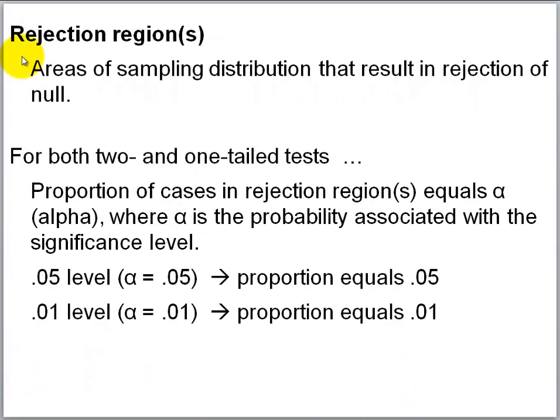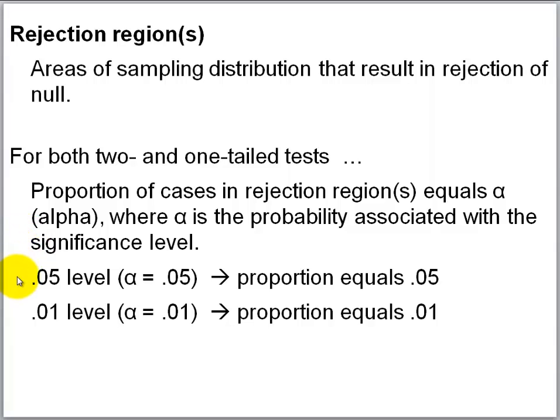Let's define rejection region or regions, because with a two-tailed test you're going to have two regions. These are the areas of the sampling distribution that result in rejection of the null. Now, for both two-tailed and one-tailed tests, the proportion of cases in the rejection region or regions equals alpha, where alpha is the probability connected with the significance level.